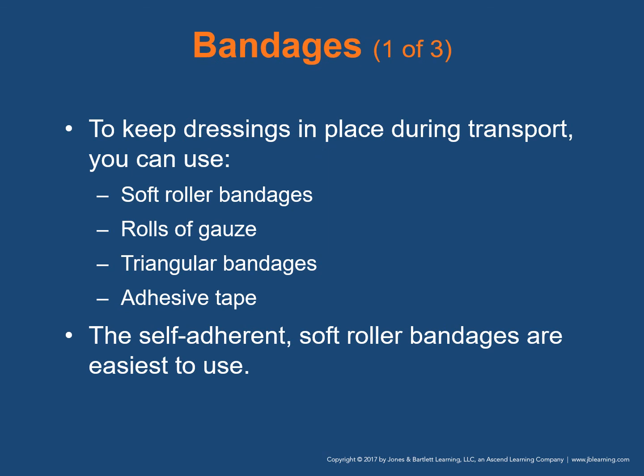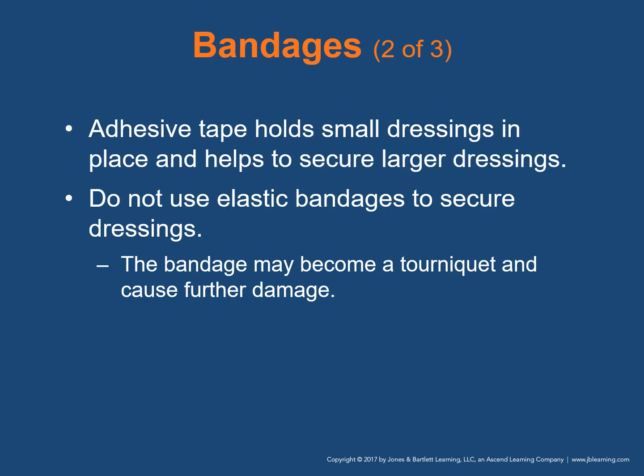Bandages, in the meantime, aren't sterile, and they are used to keep dressings in place. Bandages can include roller gauze, soft roll bandages, triangular bandages, tape itself. The self-adherent bandages are obviously easier to use, so they stick to each other. You don't have to tape it. It's just convenient. Adhesive tape can help secure both small and large.